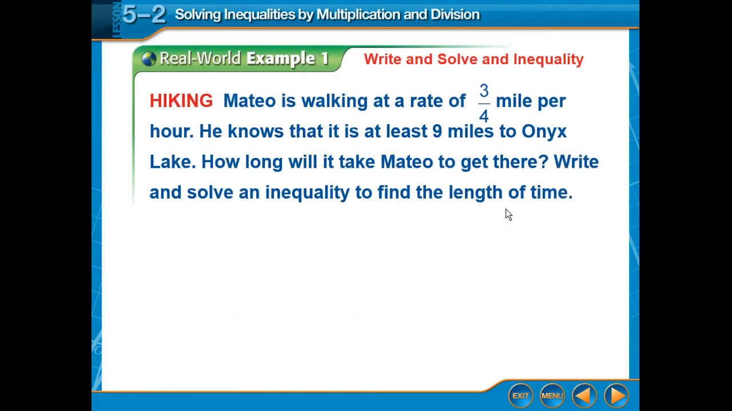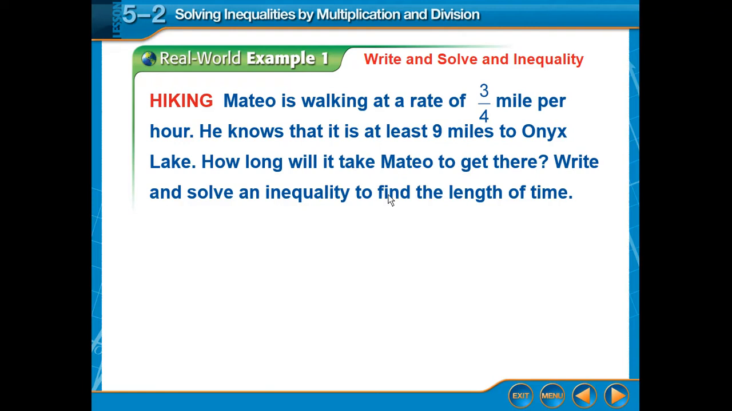So if I want to do a word problem: Matteo is walking at a rate of 3/4 miles per hour. He knows that it is at least 9 miles to Og's Lake. How long will it take Matteo to get there? Write and solve an inequality to find the length of time.